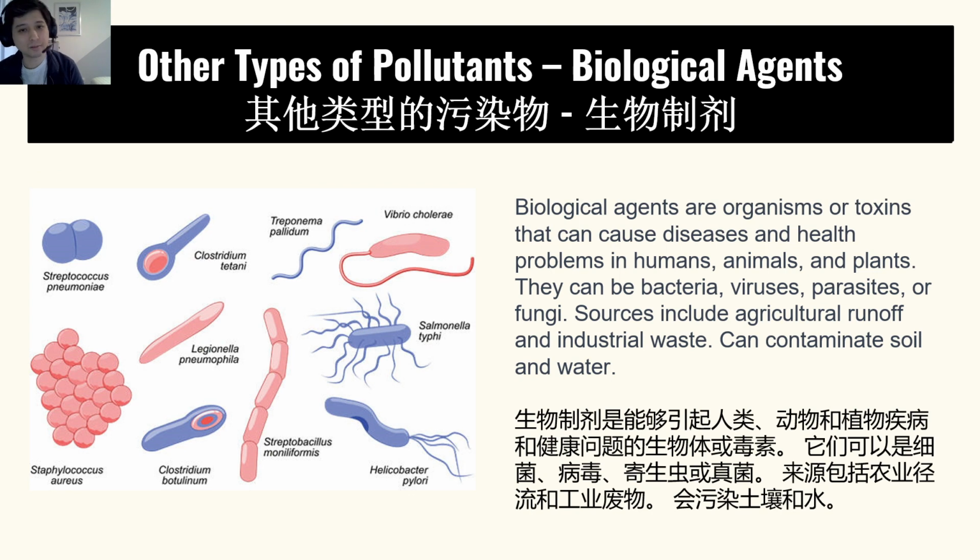Additionally, we have other types of pollutants, one of which is biological agents. Biological agents are organisms or toxins that can cause diseases and health problems in humans, animals, and plants. They can be bacteria, viruses, parasites, or fungi. Sources include agricultural runoff and industrial waste. They can contaminate soil and water. This is also something that the ecosystem maybe doesn't want or need, and if we put too much of it into the soil, it can cause problems. It can cause disease in plants and hurt the ecosystem, right? So we tend to want to be careful about this as well. It's maybe something we don't think about too much. We typically think about pollution in other ways, but this can also be very harmful for an ecosystem, right? If it can't fight off these biological agents, it can cause issues.